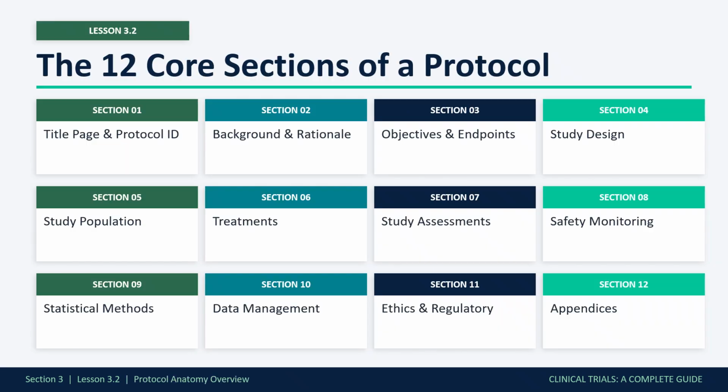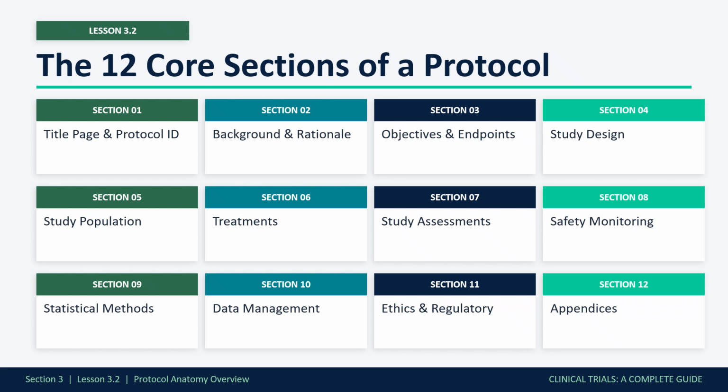Here are the 12 core sections you'll find in virtually every clinical trial protocol. Sections 01 and 02 establish the identity and rationale of the trial: the title page, protocol ID, and the background and scientific justification. Section 3 is objectives and endpoints, the questions the trial is designed to answer, and exactly how the answers will be measured.